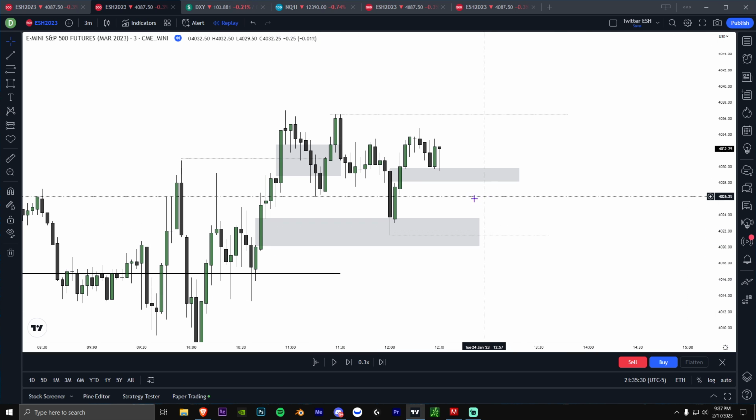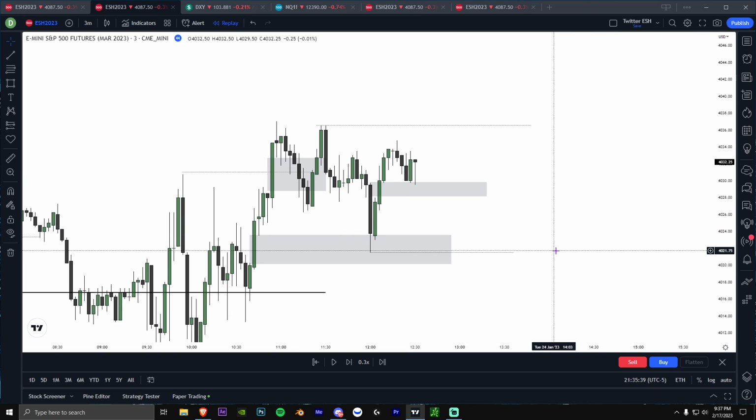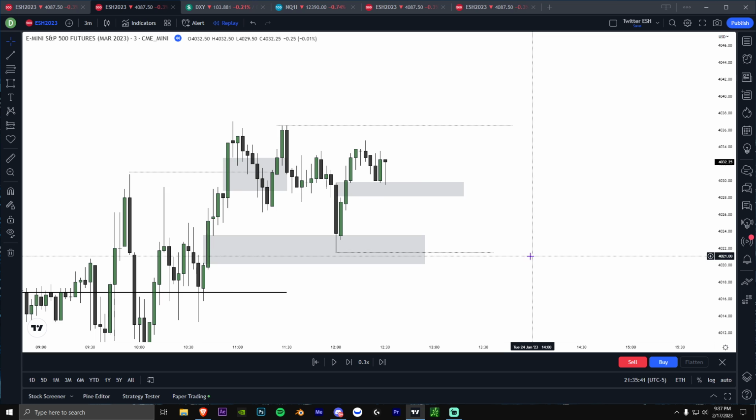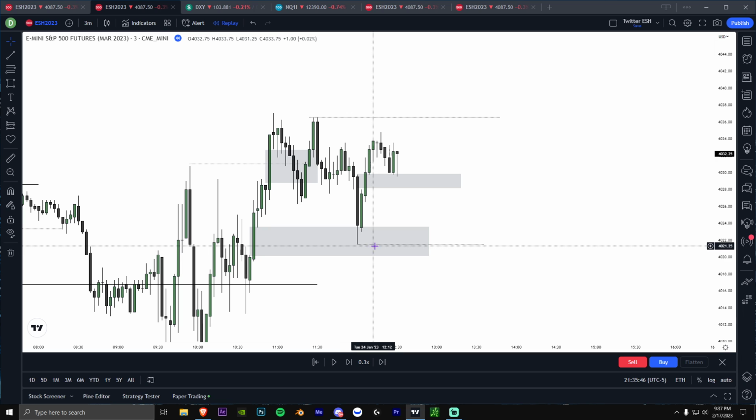All right, Rix, would you long this fair value gap? We have equal highs above. We bounce out of this fair value gap. Would you long right here? Yeah, and where would your stop be? Right under here? Yeah, okay, I would agree with that.